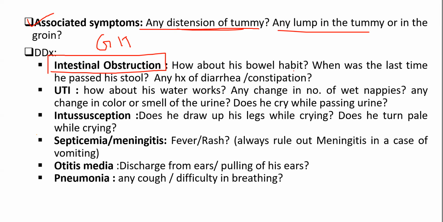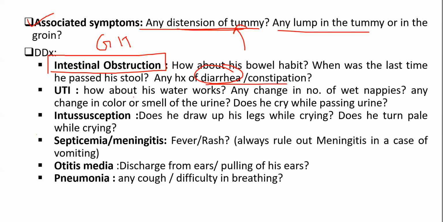So ask about how about his bowel habit? When was the last time he opened his bowel? Any history of diarrhea or constipation? And at this time, you can also ask about any distension of tummy. So that will cover intestinal obstruction, especially if there is a constipation history and the last bowel motion was maybe 2 or 3 days ago, then you can think of intestinal obstruction. Ask about diarrhea. So diarrhea will cover gastroenteritis, which is also one of your DD. Okay. Now, it's not a bad idea to start with bowel and bladder at the same time so that you don't miss it.